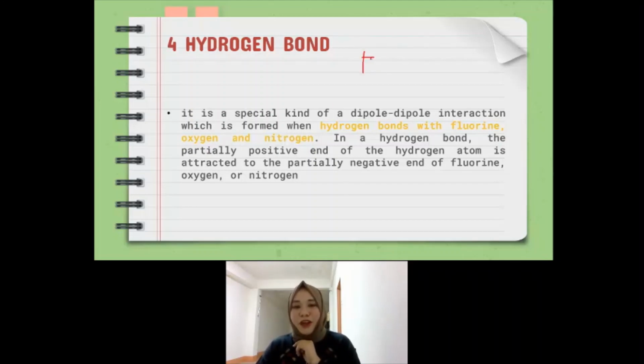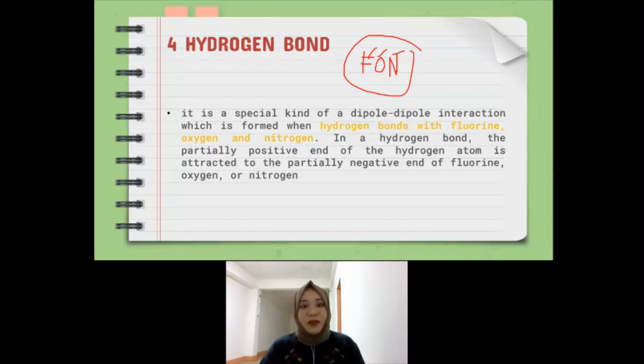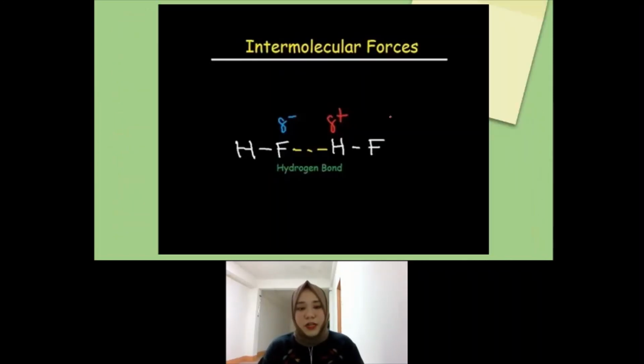We actually call it FON. Para mas dali nang siya ma-memorize. So say FON, we have fluorine, oxygen, and nitrogen. So anong kaning silang tulo? It's because they are one of the most electronegative elements in the periodic table of elements. So the hydrogen atom is attracted to the partially negative fluorine, oxygen, and nitrogen. Because again, FON are one of the highly electronegative atoms in the periodic table.